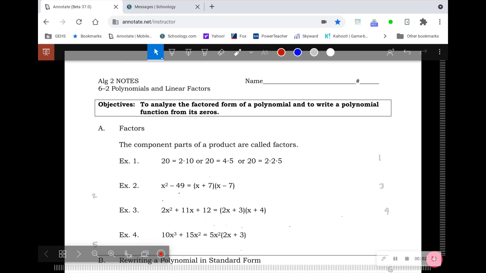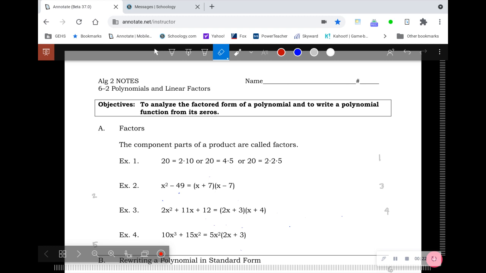Okay, welcome to Algebra 2, Section 6.2. We're going to look at the notes on page 1 of that note packet. And we're going to start with just the concept of factors. We've already covered this idea. But the factors are the parts of a product or a multiplication problem.